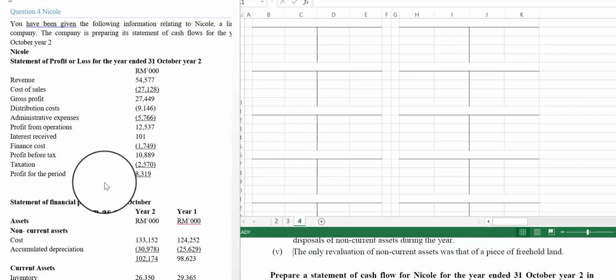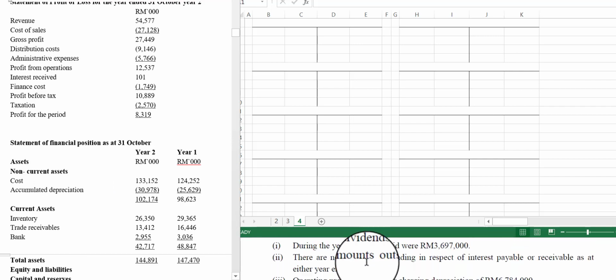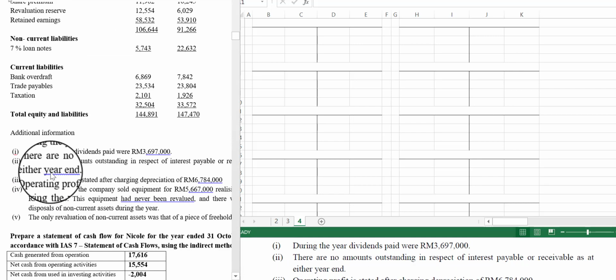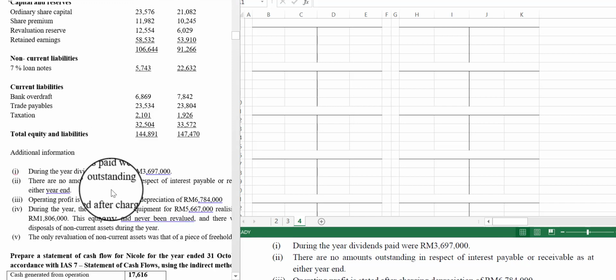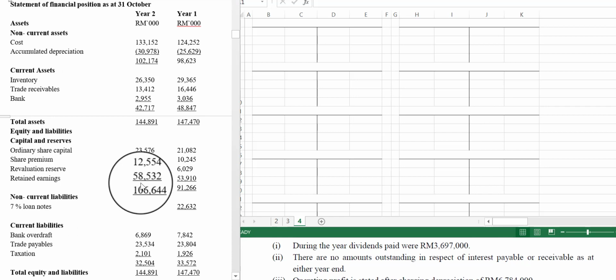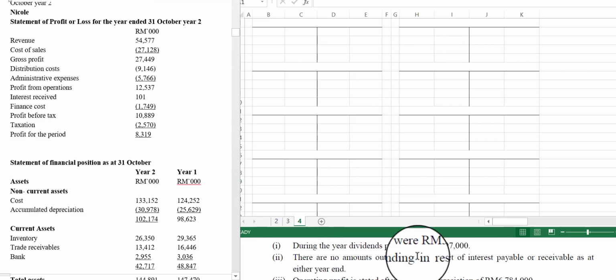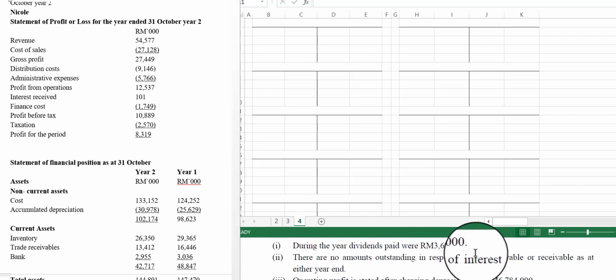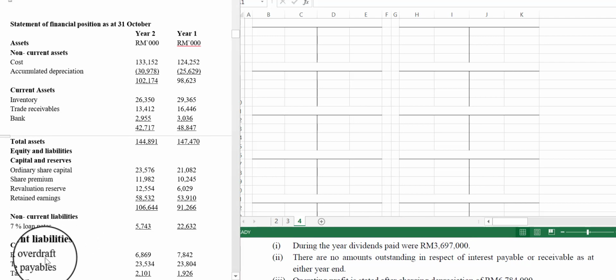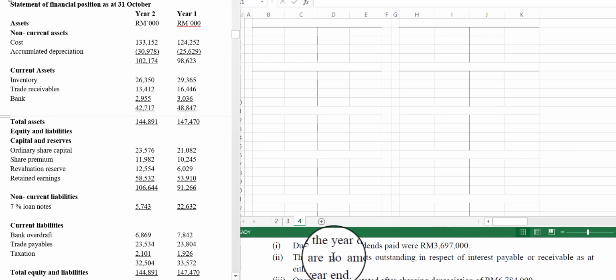Same thing, we will need to go through the notes to accounts in order to figure out the changes that you have, and we need to prepare the accounts based on this. During the year, the dividends paid were 3,967. This means they directly give you the figure, you do not need to calculate a dividend. Same thing, you look here, you don't have a dividend payable. So no need to open a dividends account.